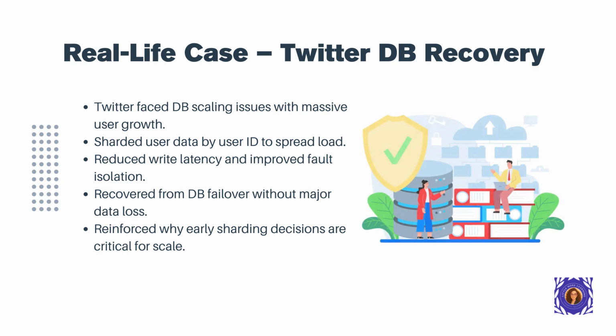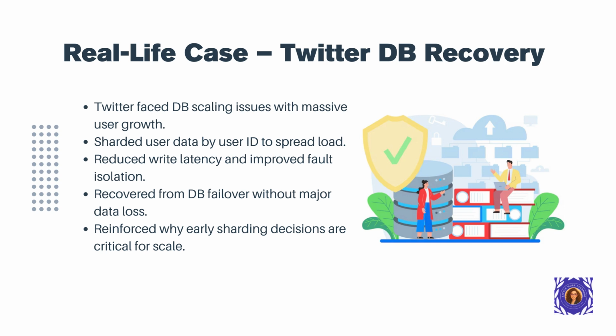Let's look at a real-world example that illustrates why sharding matters. Twitter faced massive database scaling challenges as they experienced explosive user growth. Their solution? They sharded user data based on user IDs, which helped distribute the write load across multiple database servers. This dramatically reduced write latency, critical for a platform where millions of tweets are posted every hour.